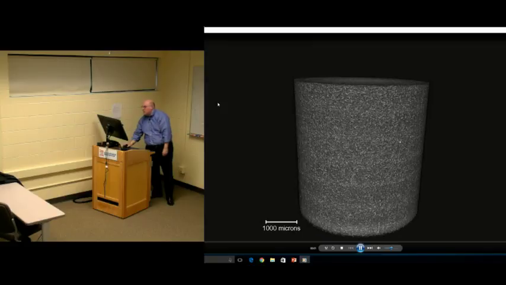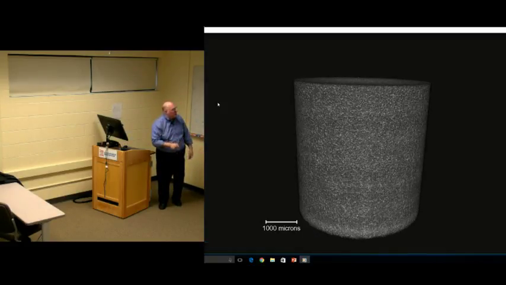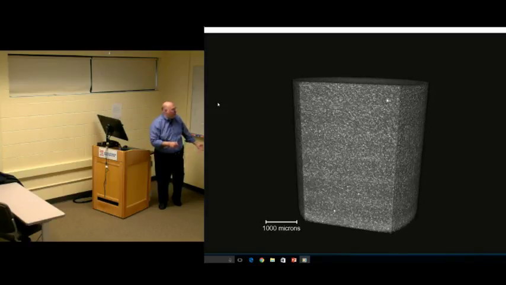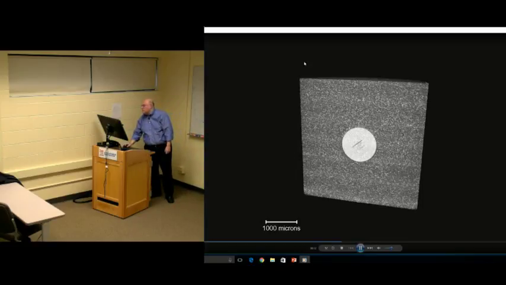There you go. All right, so this is now the 3D reconstruction, and of course the sample is cylindrical in this case, and we have internal information as well, right? So if you cut out through the thickness, then you would be able to see, and then that's the sphere over there.